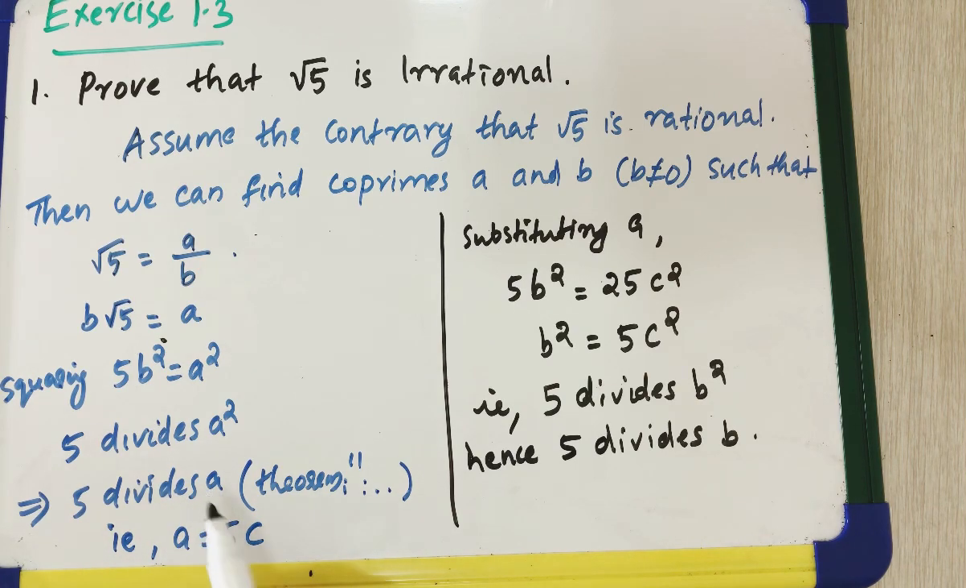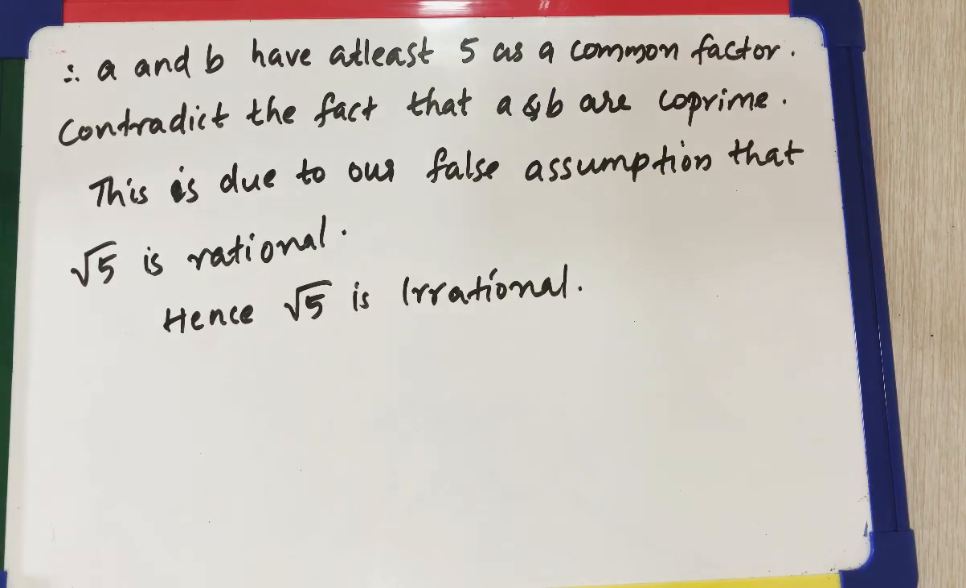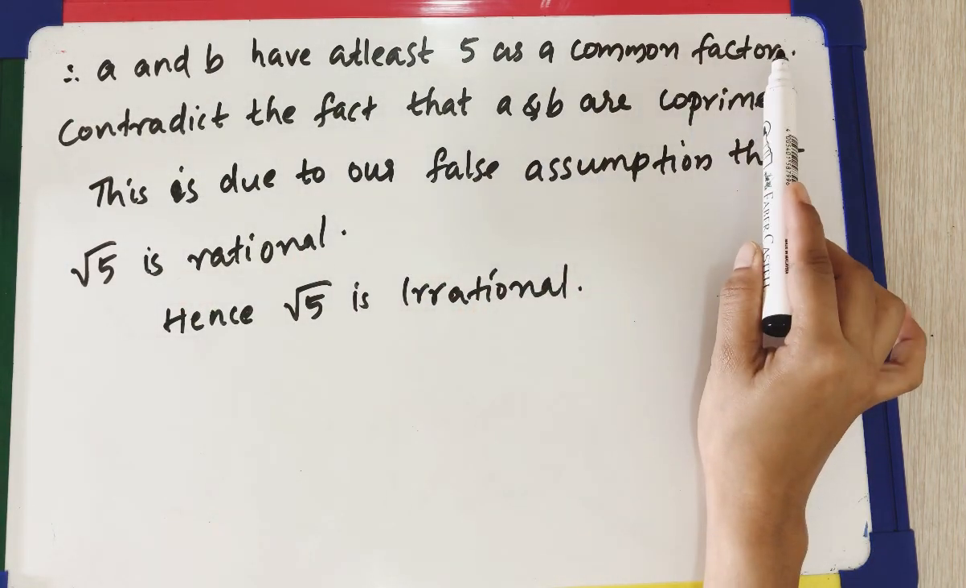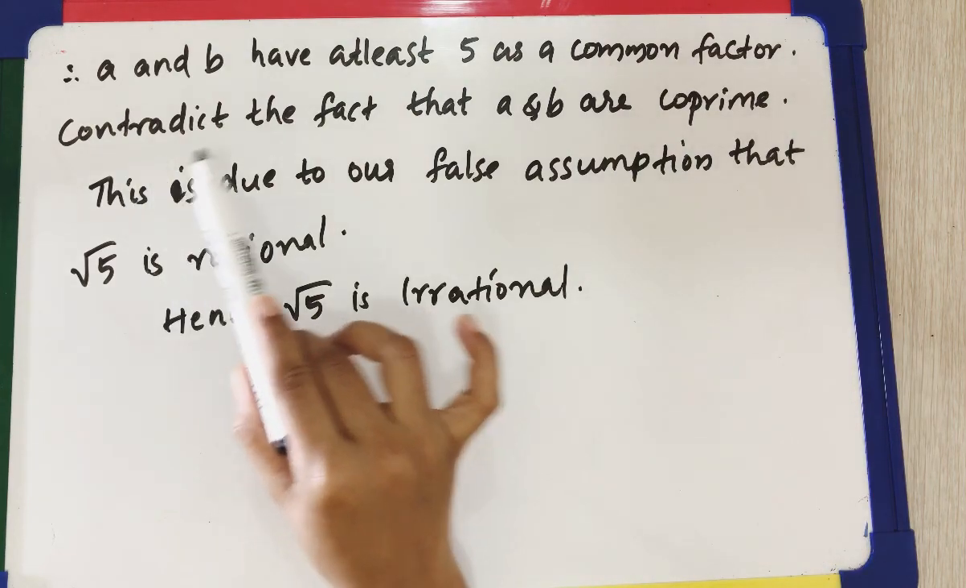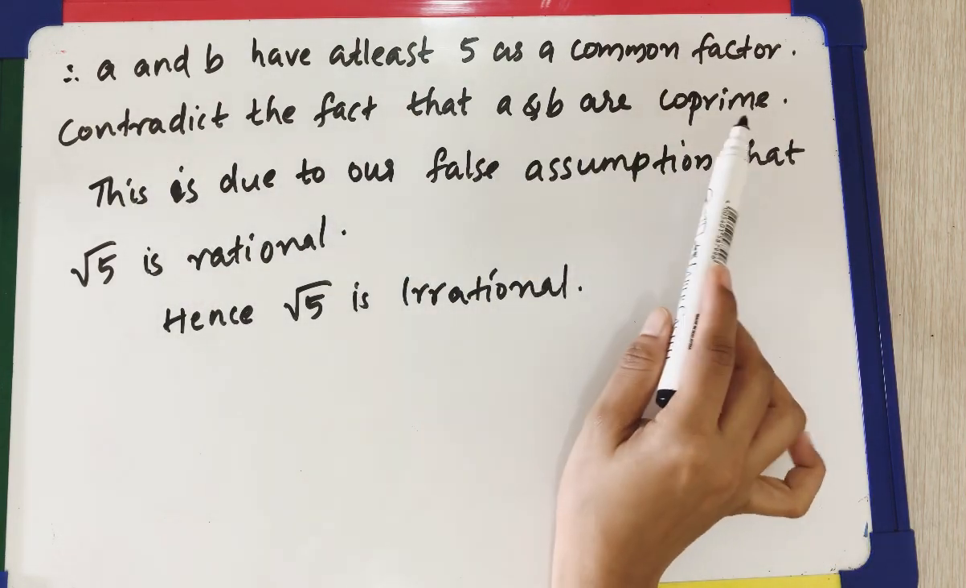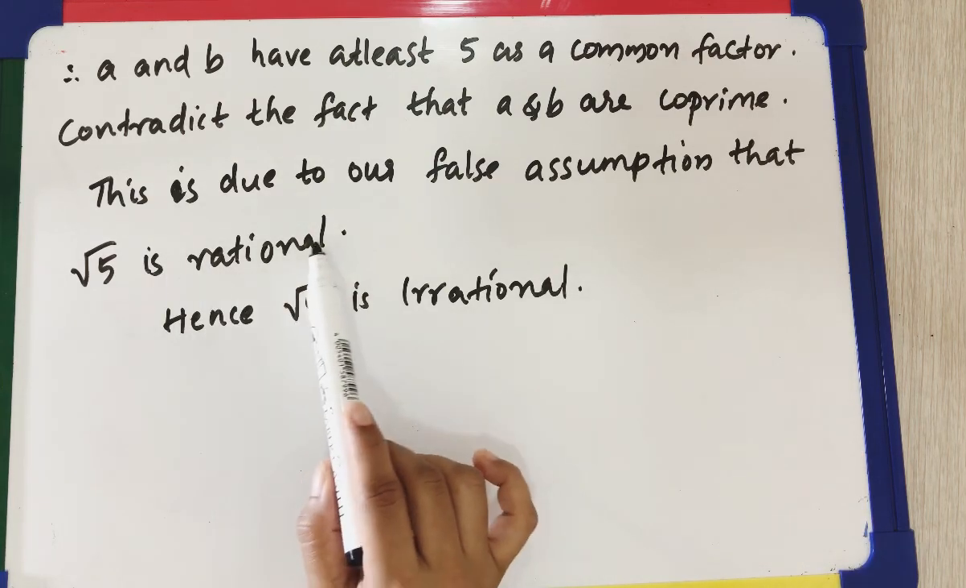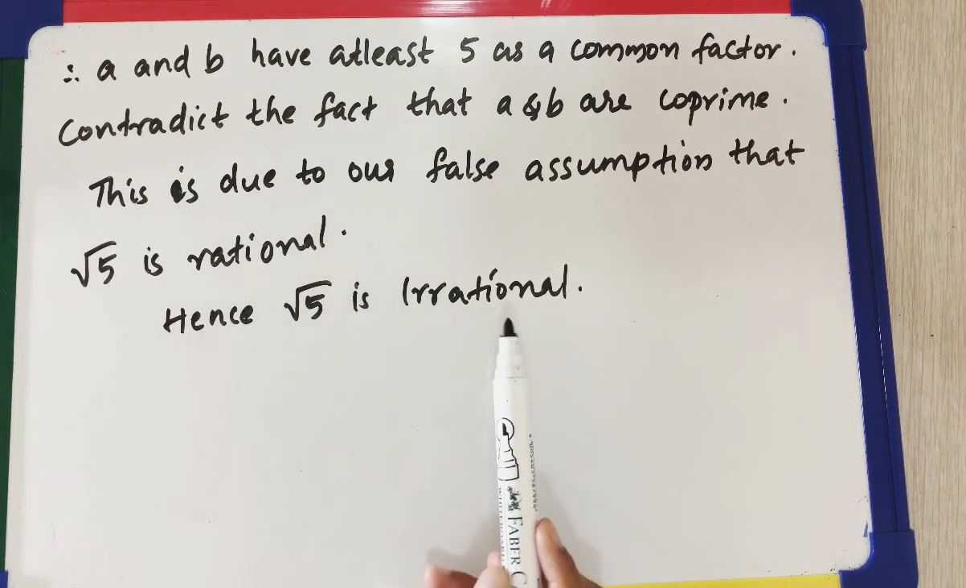We get 5 divides a and 5 divides b. Therefore a and b have at least one common factor 5, which is a contradiction. Contradicts the fact that a and b are coprime. This is due to our false assumption that root 5 is rational. Hence root 5 is irrational.